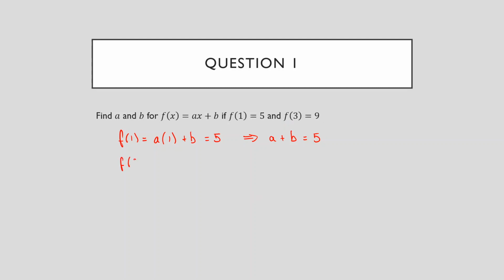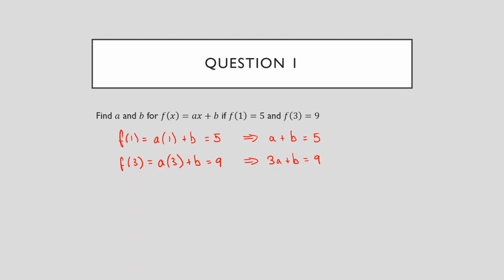We can do the same thing for f of 3 equals 9. Underneath, I'll write f of 3. That just means to replace the x with the 3, and we'll get a times 3 plus b. We know that's going to be equal to 9. Cleaning it up a bit, that gives us 3a plus b equals 9.